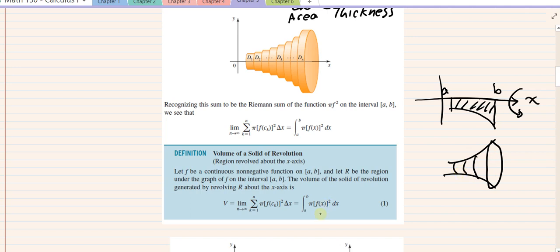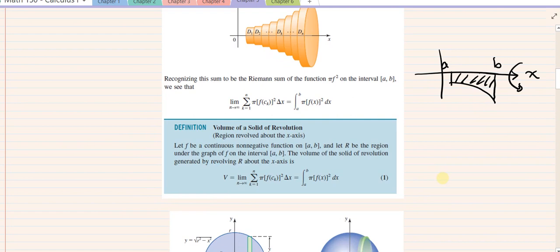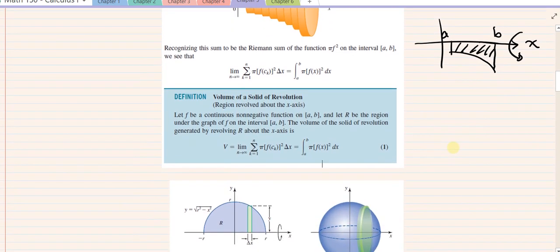And the reason it doesn't matter whether the function is positive or negative is because also in the integrand you're squaring it. So whether you have positive, negative, you square it, it's going to become positive. The integrand will be positive always, which will result in a positive volume. And there you have it. So again, a region is revolved about the x-axis in this case.